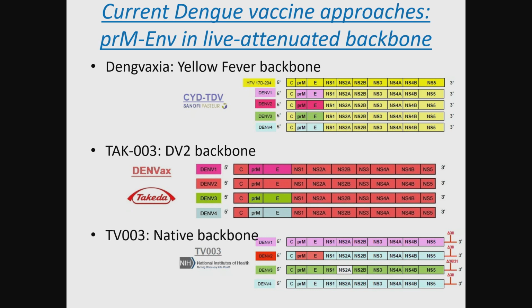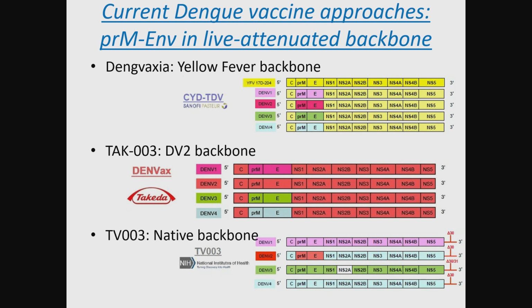The second is a similar strategy by Takeda. This is TAK-003. But this strategy is using the dengue 2 backbone. So you can see we still have the prM and E from all 4 different serotypes, but they all have the dengue 2 genetic background.